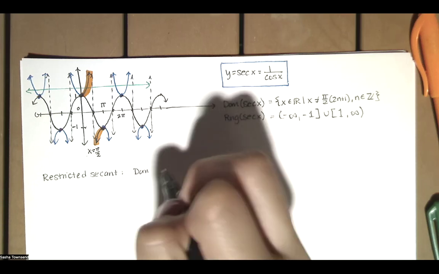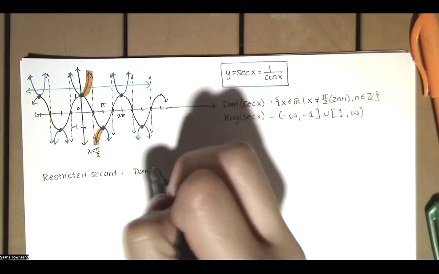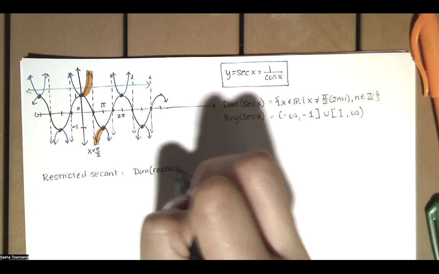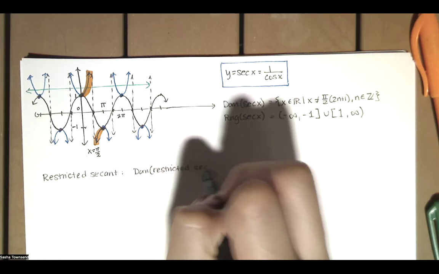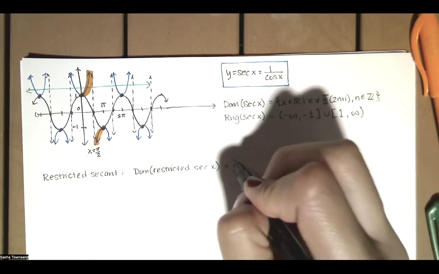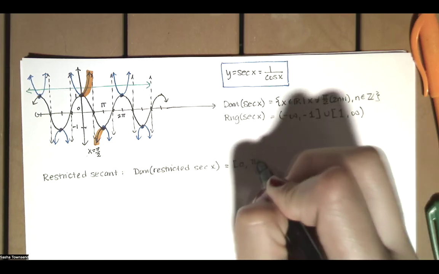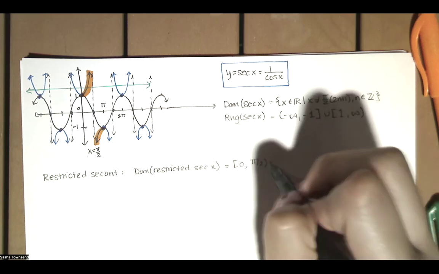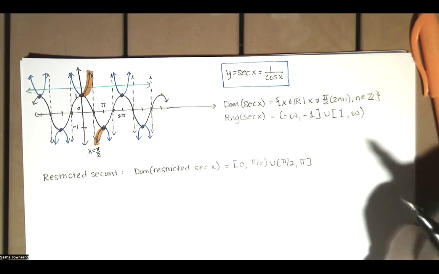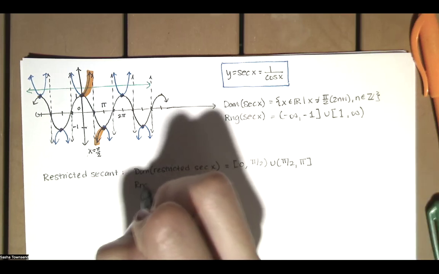the domain is, I wanted to write restricted secant, but it just doesn't look right in those parentheses, does it? Is 0 to pi, excluding pi over 2. So we go from 0 to pi over 2, and then we go from pi over 2 to pi. And then the range is the same range as before.